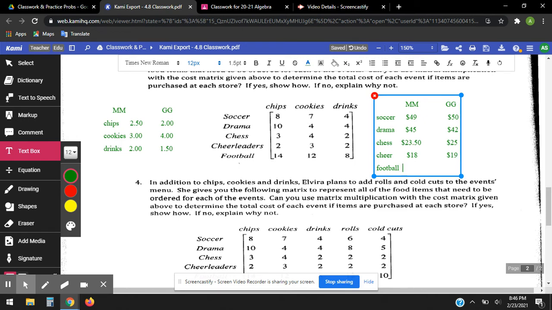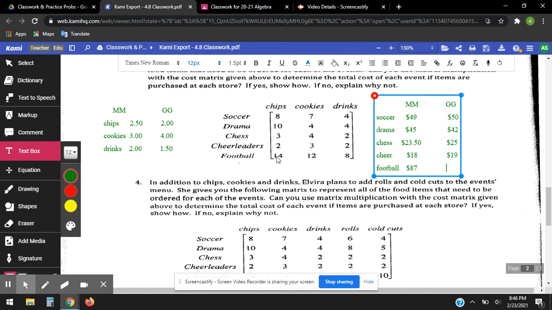And the football team, they are going to do the same thing. A lot bigger numbers though. 14 times 250 would be 28 plus 7, which is 35. 12 times 3 is 36. 8 times 2 is 16. That gives me a total of $87. They're a big crowd to feed and big ears for those guys.